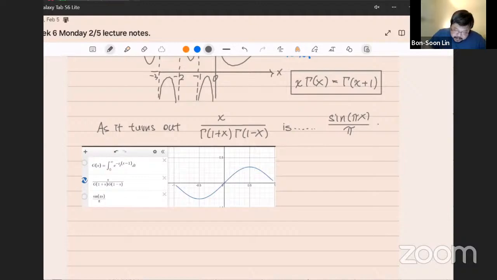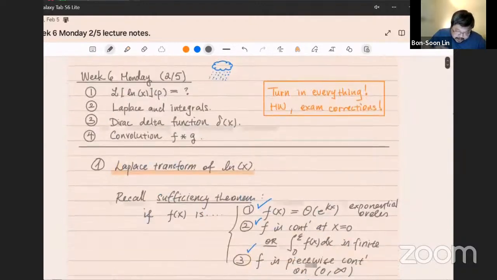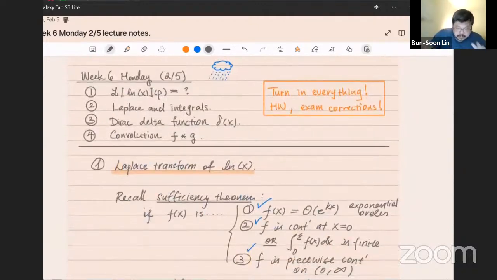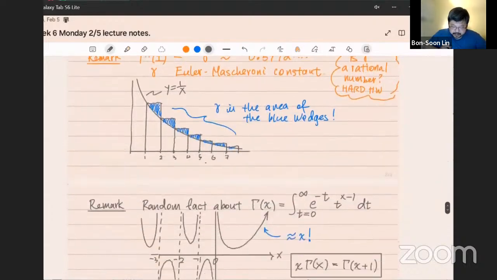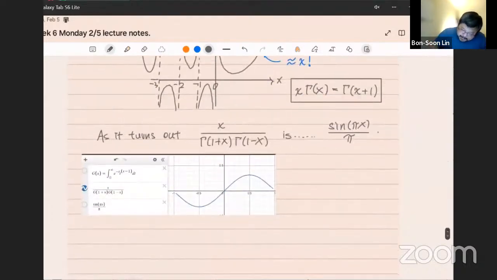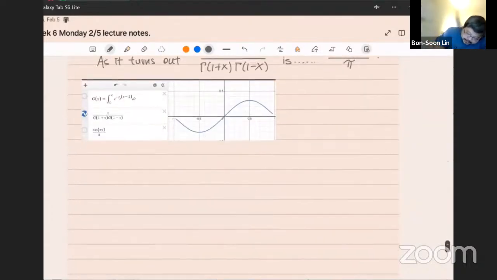So this is basically what I want to say about the Laplace transform of natural log. And let's move on to our next topic, which is Laplace transform and integrals. All right, so hopefully this all makes sense. Topic number 2.